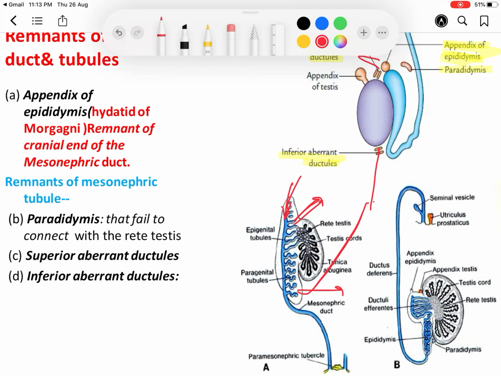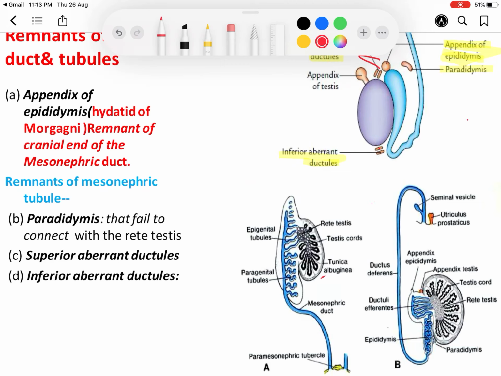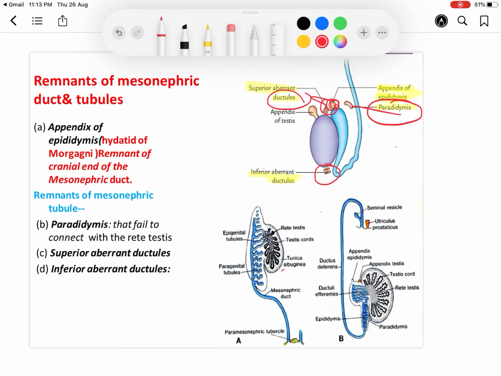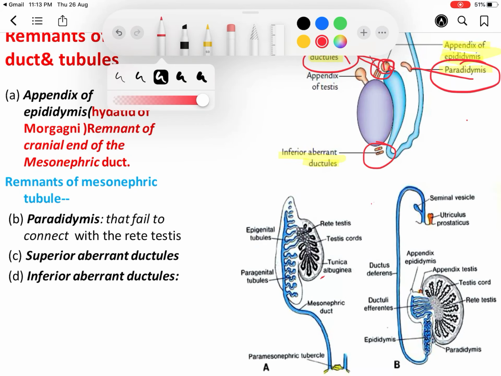And paradidymis is also formed by the mesonephric tubules. So paradidymis is here. Okay, so the mesonephric tubules which are not able to make communication with the rete testis will form the paradidymis, superior aberrant ductules and the inferior aberrant ductules, and the cranial part of the mesonephric duct will form the appendix of epididymis. ठीक है, तो appendix of epididymis किससे बन रहा है? Mesonephric duct के cranial end से.